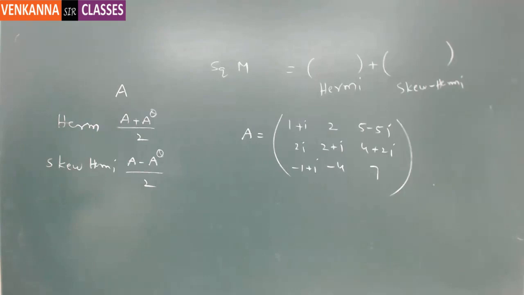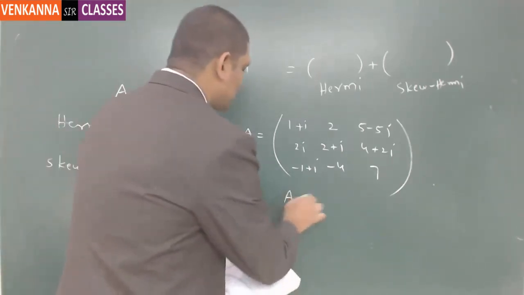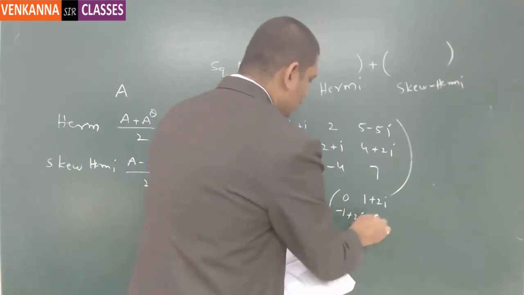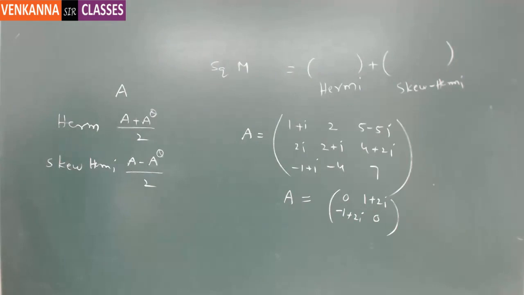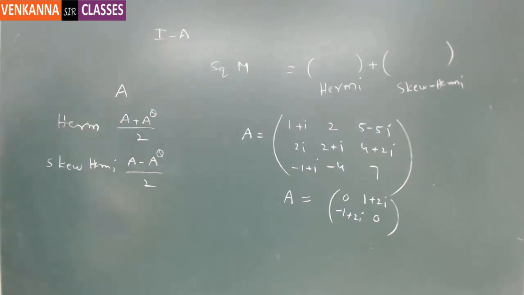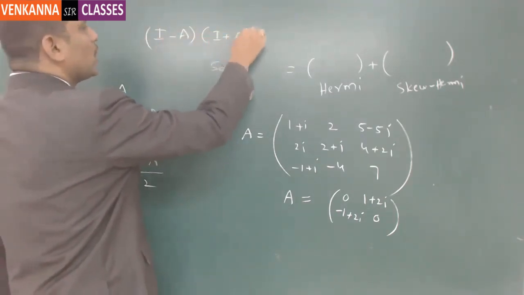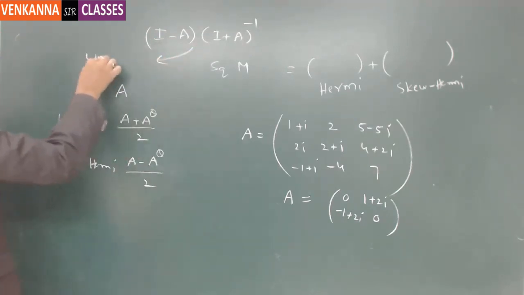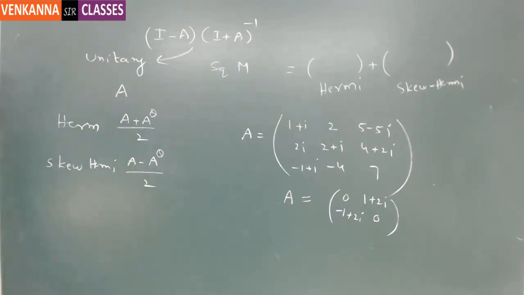Right. I want to give one more small assignment. Suppose you have taken A equal to 0, 1 plus 2i; minus 1 plus 2i, 0. This is the matrix I have given to you. Now calculate (I minus A), identity matrix minus A, into (I plus A) whole inverse. I am saying that this result is a unitary matrix. I think it is also a previous year question. You know what is meant by a unitary matrix: A times A^θ is equal to I.